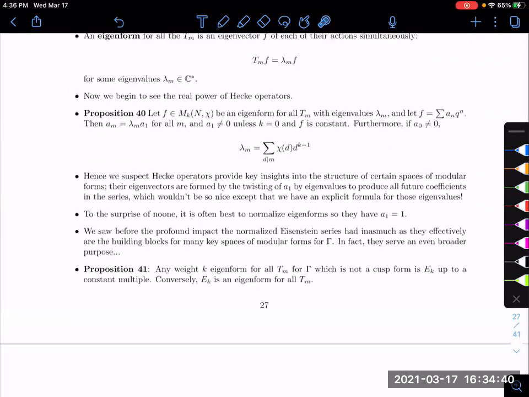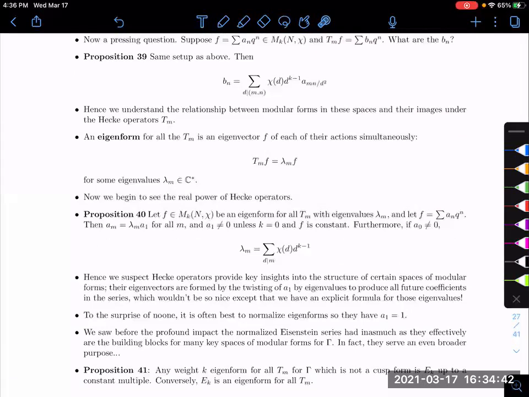Oh, right here. So an eigenform is a function F that acts like an eigenvector for all of the operators at once. In other words, if I apply T sub m to F, I'm just going to get lambda sub m times F, where lambda sub m are my eigenvalues, one for each m. And they're going to be invertible in the complex plane, so they're going to be non-zero complex scalars.